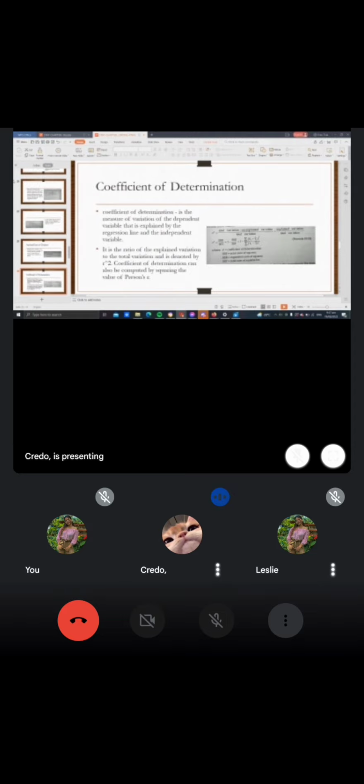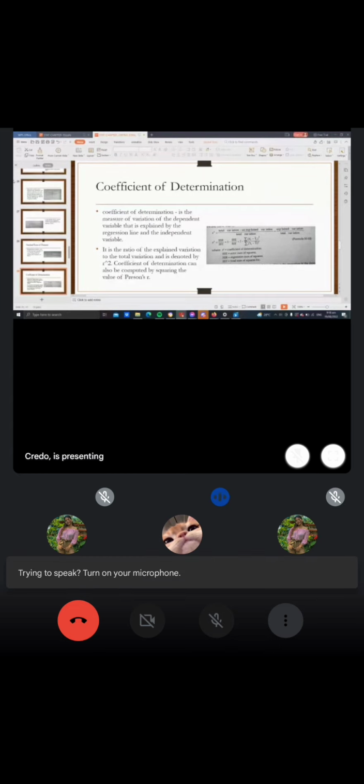So the next will be the coefficient of determination. The coefficient of determination is the measure of variation of the dependent variable that is explained by the regression line and the independent variable. It is the ratio of the explained variation to the total variation and is denoted by r squared. Coefficient of determination can also be computed by squaring the value of Pearson's r.